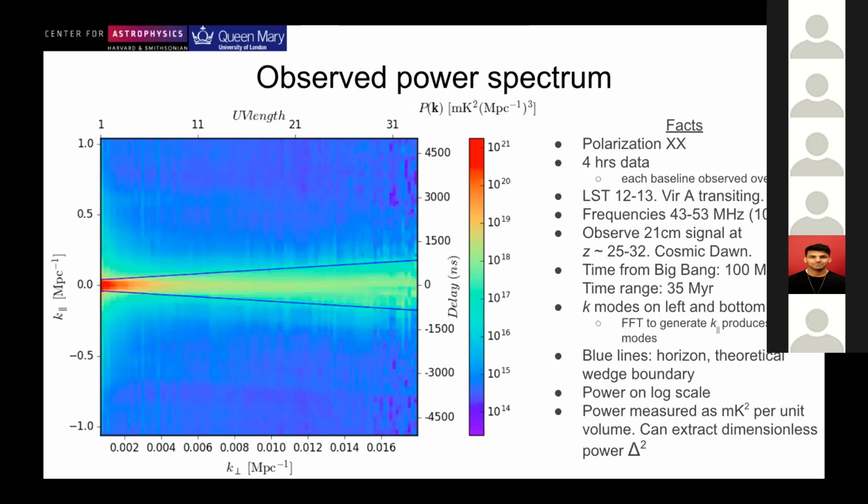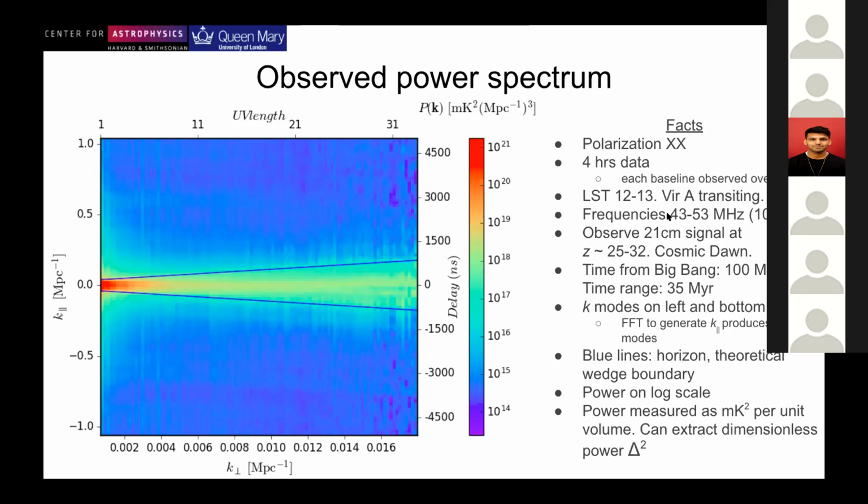So this is our power spectrum. I'll just quickly go through some properties or facts about it. This is polarization XX, which is east-west. We do have YY. It's integrated from 4 hours of data, so that's each baseline observing over 4 hours, basically. The LST is 12 to 13. The only moderately bright source is Virgo A in the field.